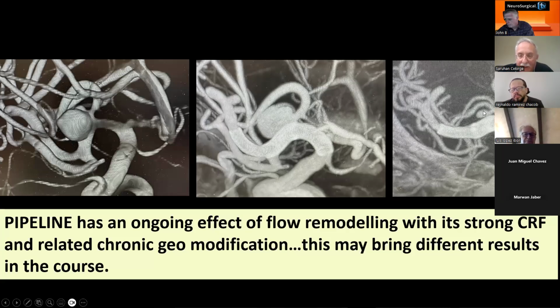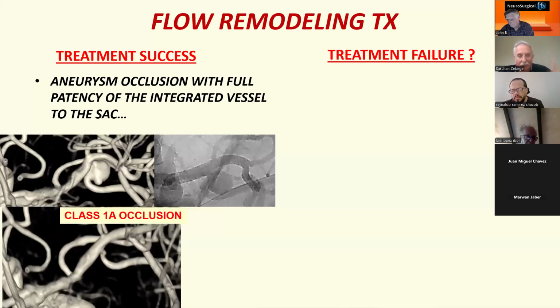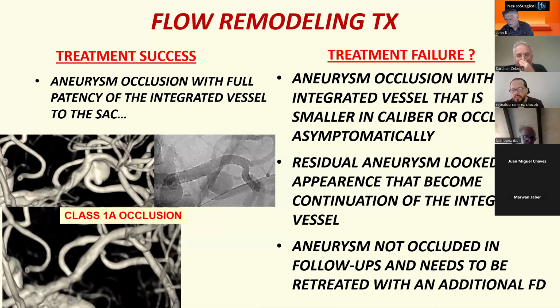So when you see this in the first 6 months, don't call it remnant. There are many papers where people did this stupidly, and they call this treatment a treatment failure. This is not treatment failure. What is treatment failure? Beautiful treatment is this, right? You place a flow diverter, aneurysm is gone, and the vessel is completely intact. However, if the integrated vessel was in smaller caliber, or if there is a residual aneurysm-looking appearance that stays stable, is that still treatment failure?